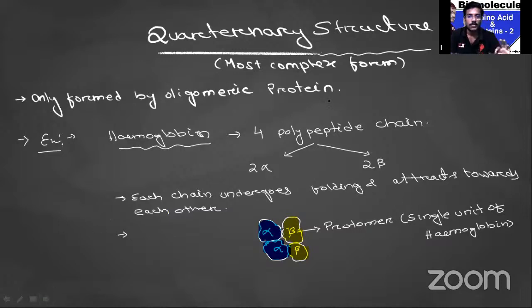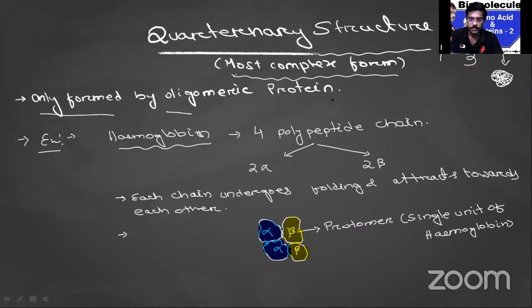And the last one is the quaternary structure of the protein. This is the most complex form of the protein. This is linear, this is the helix, then this is the tertiary, and the last one, the more coiled structure, is called the quaternary structure. This is a macromolecule, and it is formed only by oligomeric proteins.